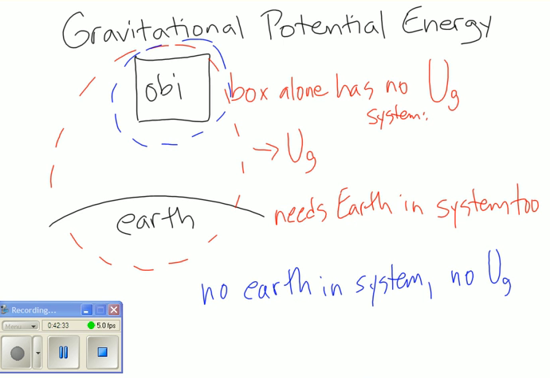Let's consider what happens if the box is dropped. If the system is box and Earth, initially, box high, not moving. In final state, box low, moving fast. We would say this is an example of gravitational potential energy in the initial state becoming kinetic energy in the final state.